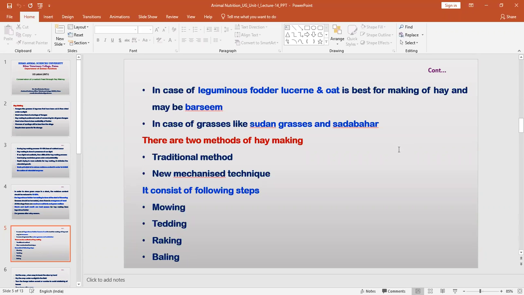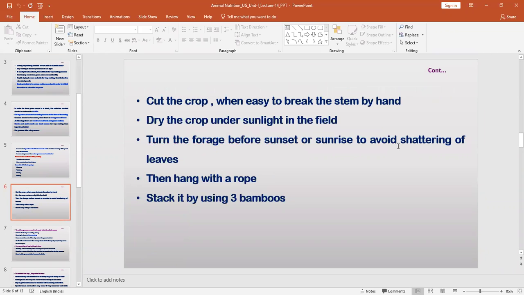Then we can tedd it, that means we can turn it, and reduce the moisture content of the fodder by turning. After that we can rake it, and after raking we can bind it, that is, baling it. So these are the four steps of the mechanized technique.